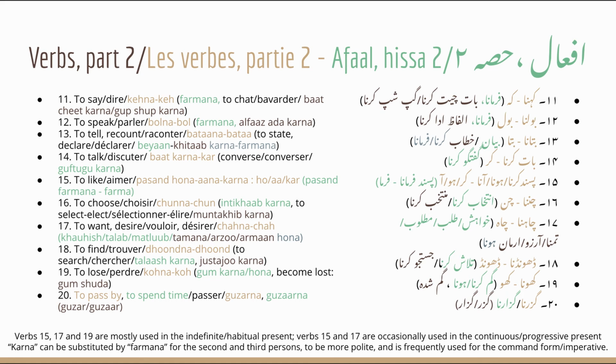Verbs 15, 17, and 19 are mostly used in the indefinite present. Verbs 15 and 17 are sometimes used in the continuous present. Karna can be substituted by farmana for the second and third persons to be more polite, and is frequently used for the command form, the imperative mood.